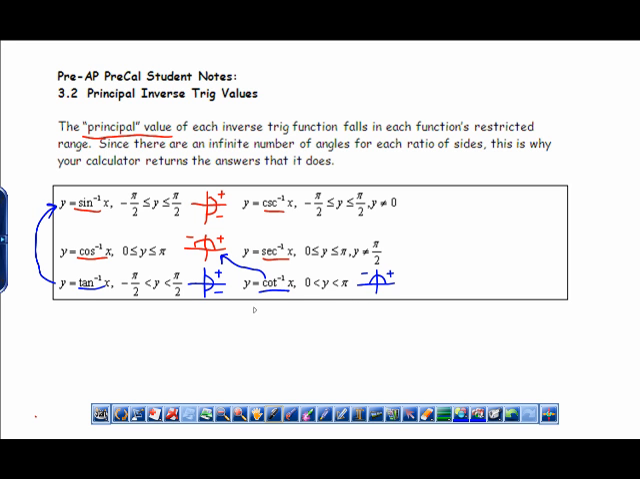And so if you study this material a little bit each day, you'll remember it. If you get your restricted ranges mixed up, just over here off to the side, remember that your all students take calculus.